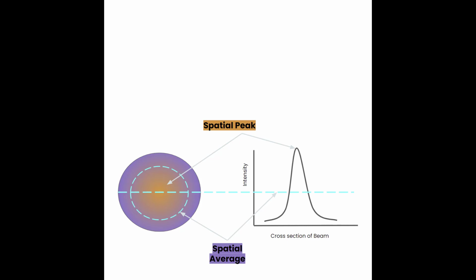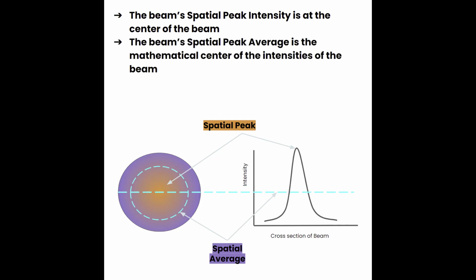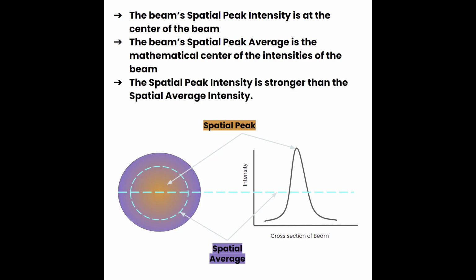And because of this, 3 things are true. The beam's spatial peak intensity is going to be at the very center of the beam. The beam's spatial average is the mathematical center of the intensities of the beam. The spatial peak intensity is stronger than the spatial average intensity. And lastly, the beam has the most intensity at the focus.